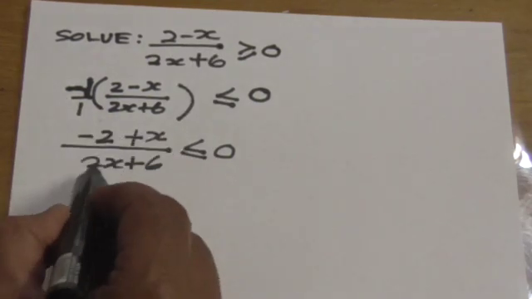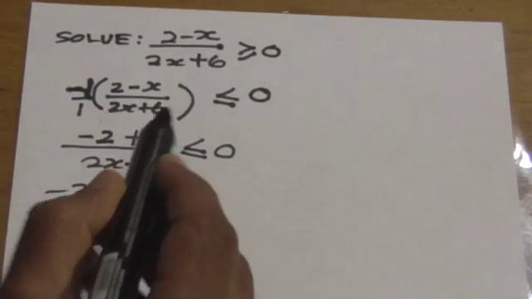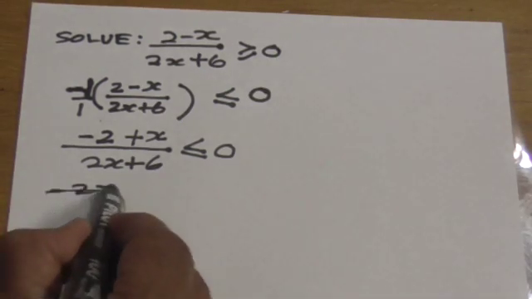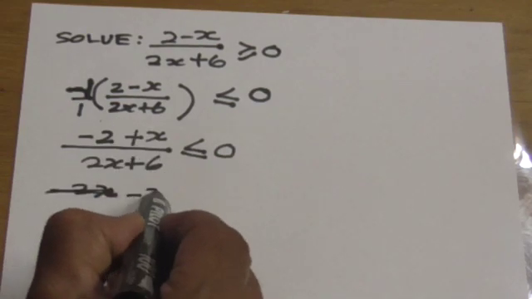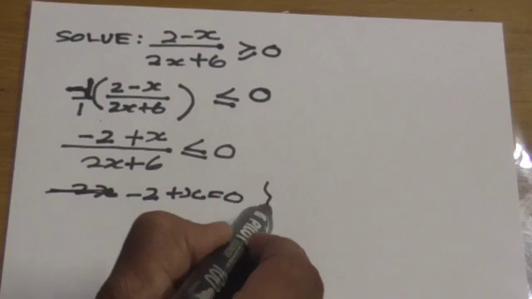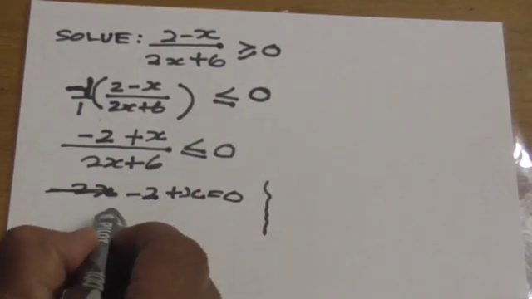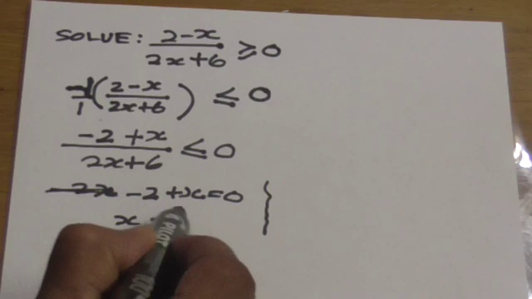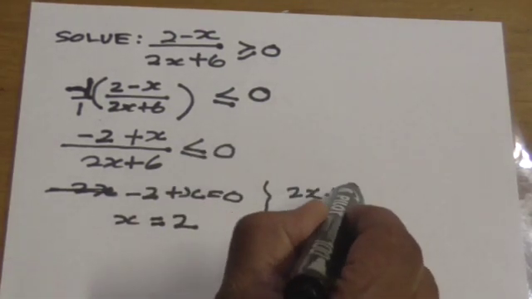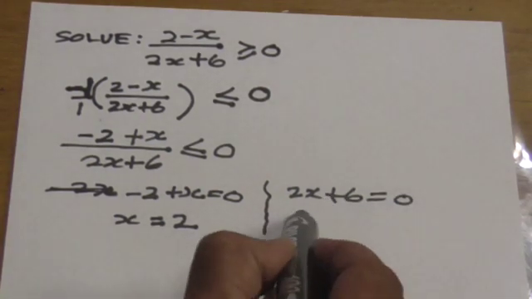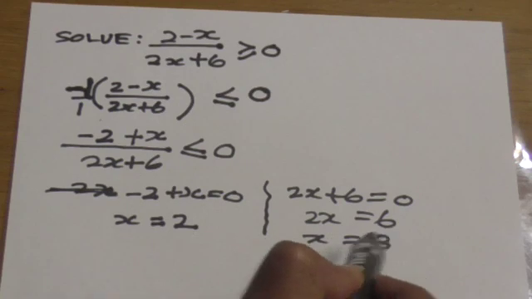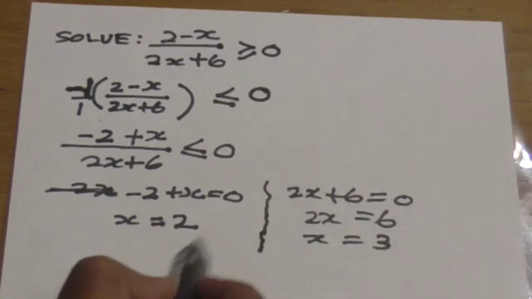And now we find the CVs. Minus 2 plus x is equal to 0, so x is equal to 2. Then we have 2x plus 6 is equal to 0. 2x is equal to 6. x is equal to 3. So we got our CVs.